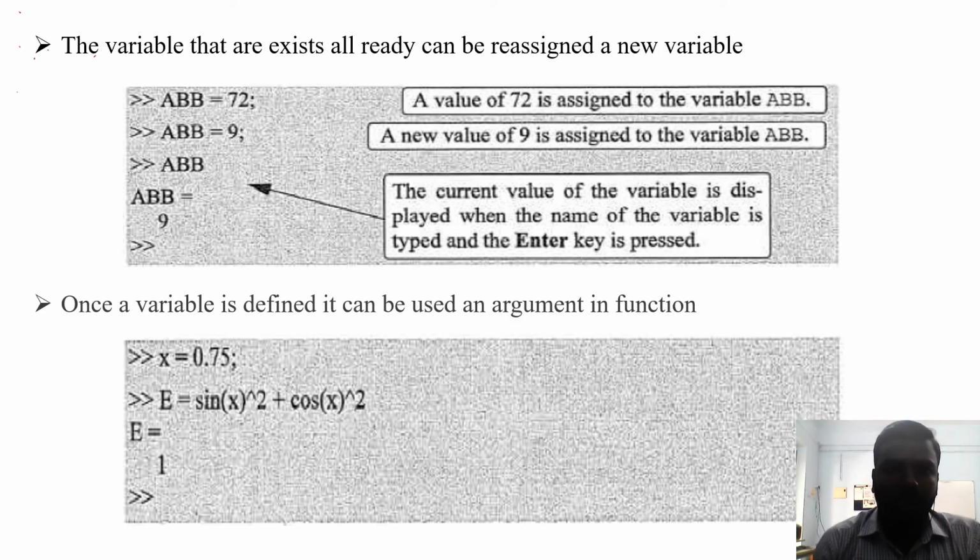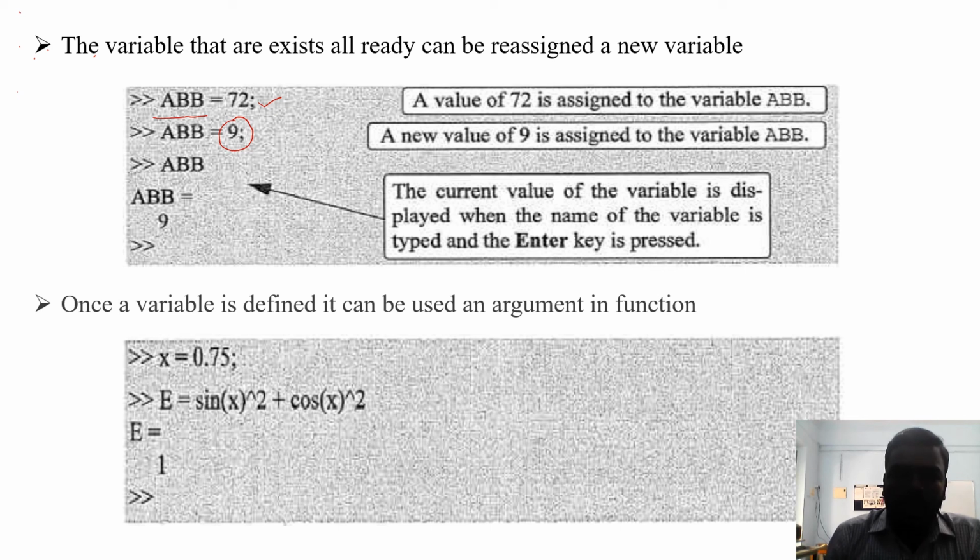The next one: a variable that already exists can be reassigned a new value. For example, I take a variable ABB and assign the value 72, and once again I take the same variable but give a different value, 9. Now I press enter. Only the last numerical value is kept, and hereafter wherever we use the variable ABB, the value taken will be only 9.